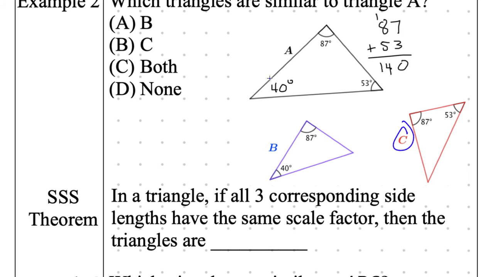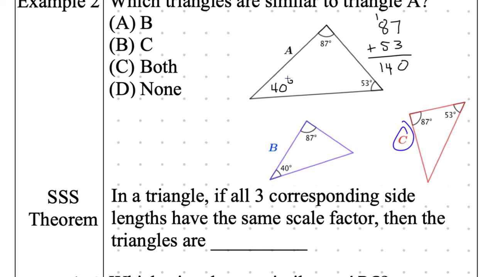If I didn't have the information that this was 40 and I only saw 87 and no other angle, I can't assume this is the angle theorem. No, it's the angle-angle theorem. I have to have at least two angles to match. So I would either have to calculate this angle, which would end up being 53, or I would have to calculate this angle, which we just did, and we found that it was 40 degrees.